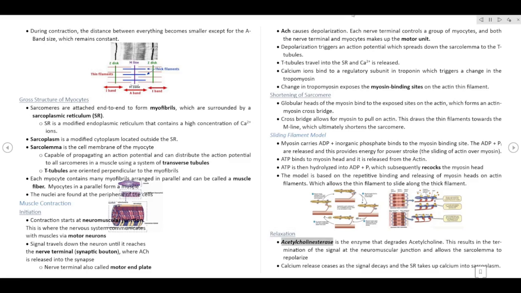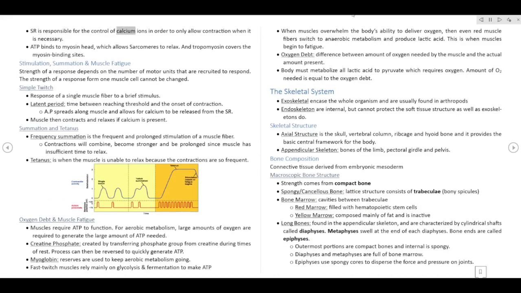Relaxation. Acetylcholinesterase is the enzyme that degrades acetylcholine. This results in the termination of the signal at the neuromuscular junction and allows the sarcolemma to repolarize. Calcium release ceases as the signal decays and the SR takes calcium up from the sarcoplasm. The SR is responsible for the control of calcium ions in order to only allow contraction when it is necessary. ATP binds to the myosin head, which allows sarcomeres to relax. And tropomyosin covers the myosin binding sites.